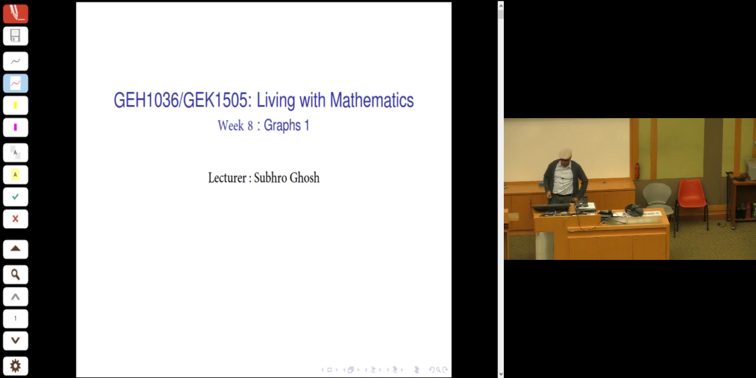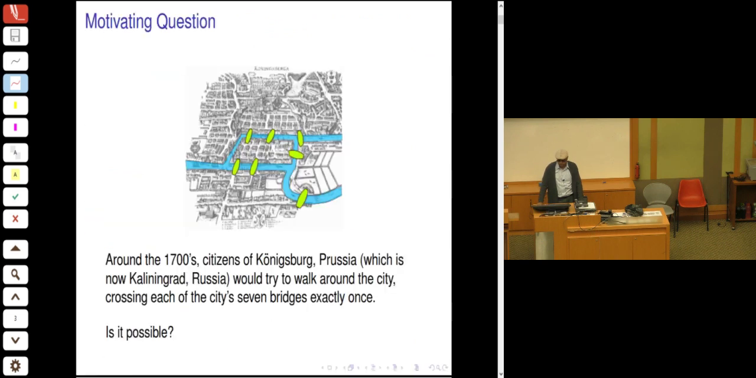Okay, so let us begin with today's lecture, and today we will be studying graphs. Let us start with a motivating question. This is the famous Königsberg Bridge problem.